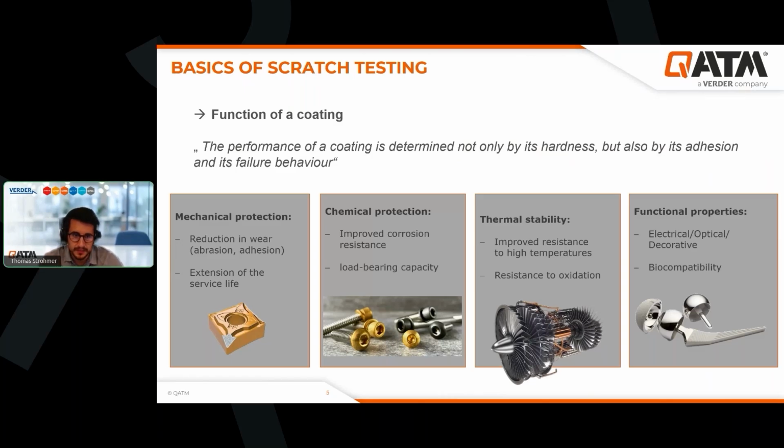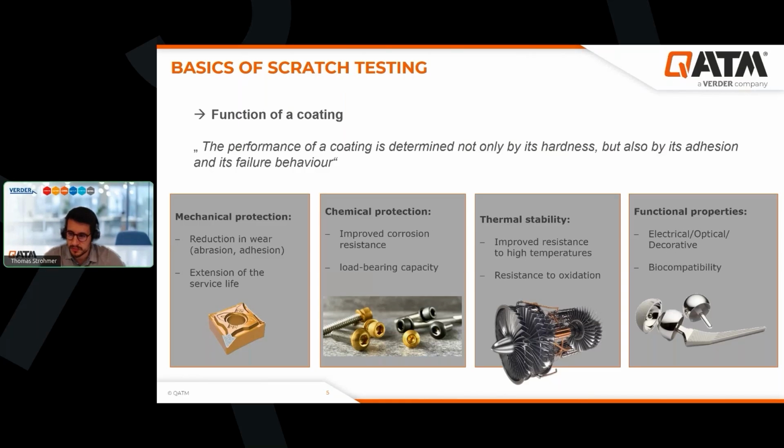What are the main industrial sectors? The first would be the mechanical protection sector. Coatings increase the wear resistance of a surface and protect components from abrasion, friction, and mechanical stress. Typically these would be DLC coatings, hard surface coatings for mechanical components or machine components.